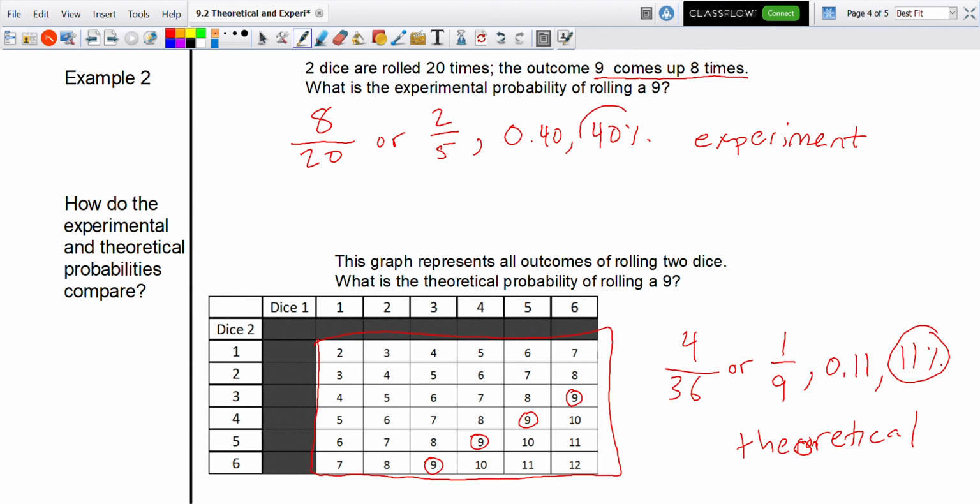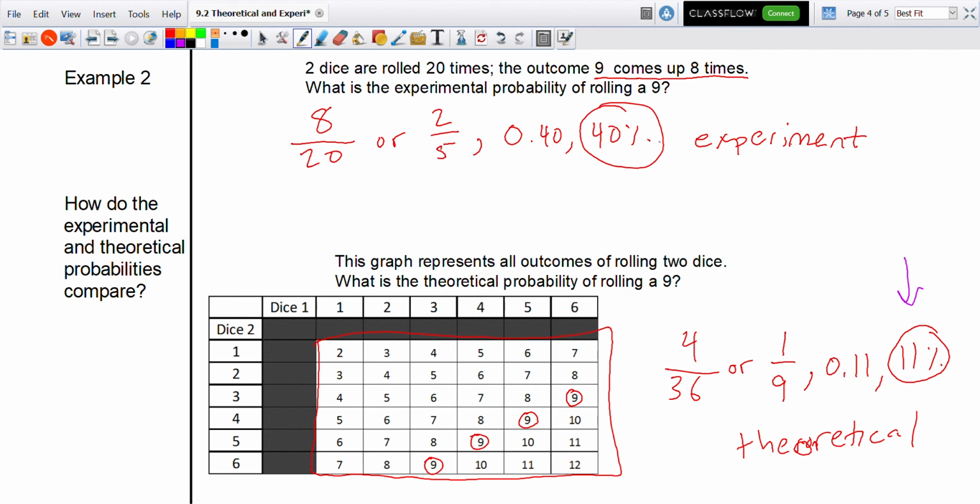But in my experiment, it happened 40% of the time. So that's a lot more than we would expect. Is it impossible? No, of course not, right? I could roll the dice 20 times and roll 8 of them, 40% of the time. I could roll a 9. It's not what I would expect to happen. I would expect it to roll it 11% of the time.